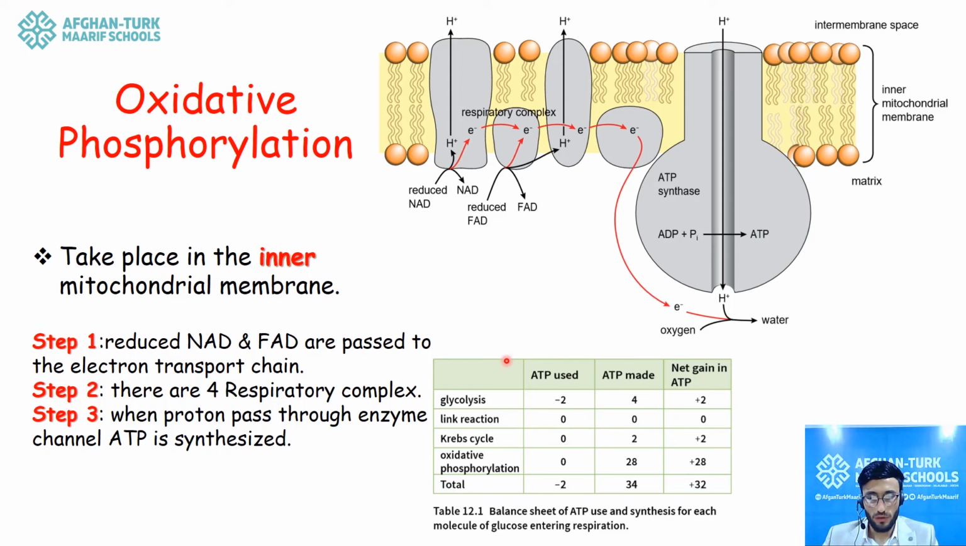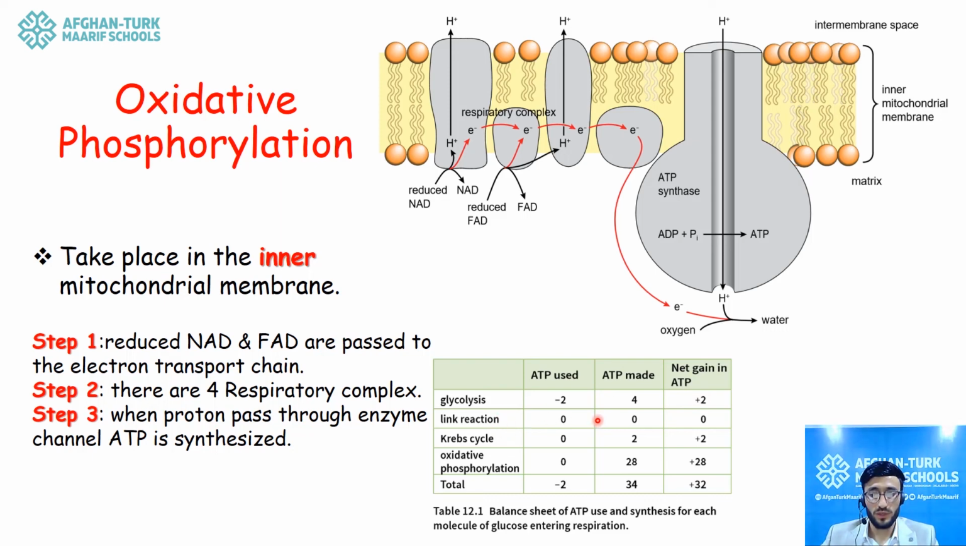But at the end of cellular respiration, we will end up with this result: ATP production will start with glycolysis, then it will enter another step in the link reaction, the Krebs cycle, and it will end up with oxidative phosphorylation. The total energy consumed and produced in cellular respiration could be like this: ATP used in glycolysis was 2 ATP and ATP made in glycolysis was 4 ATP. So the net gain is 2 ATPs in glycolysis.